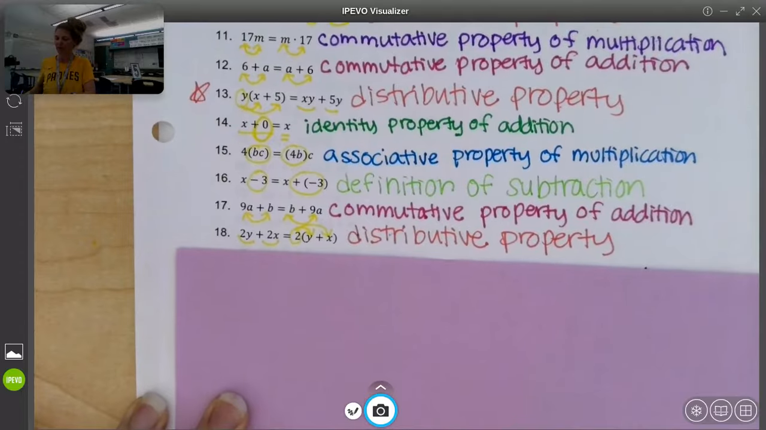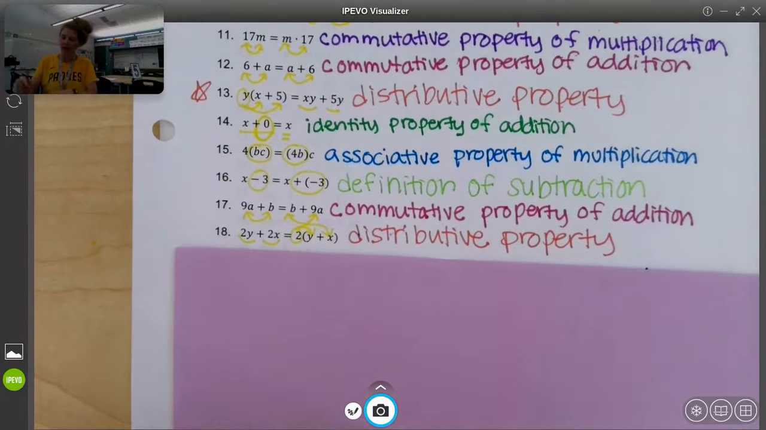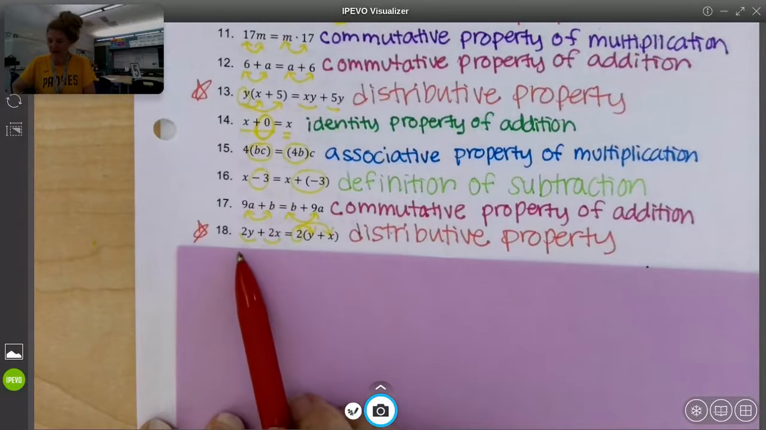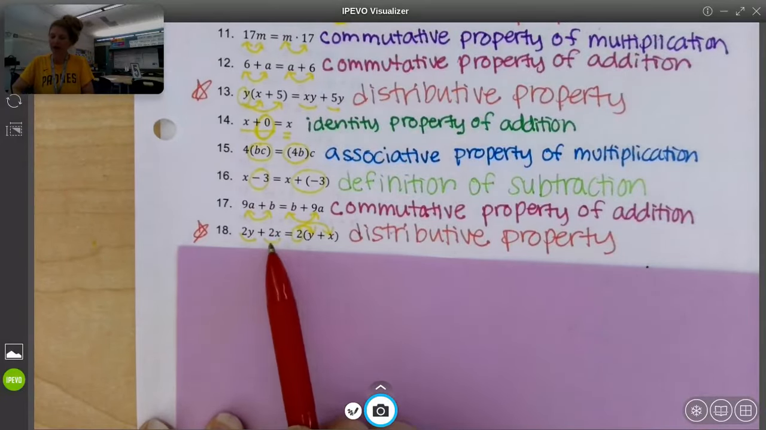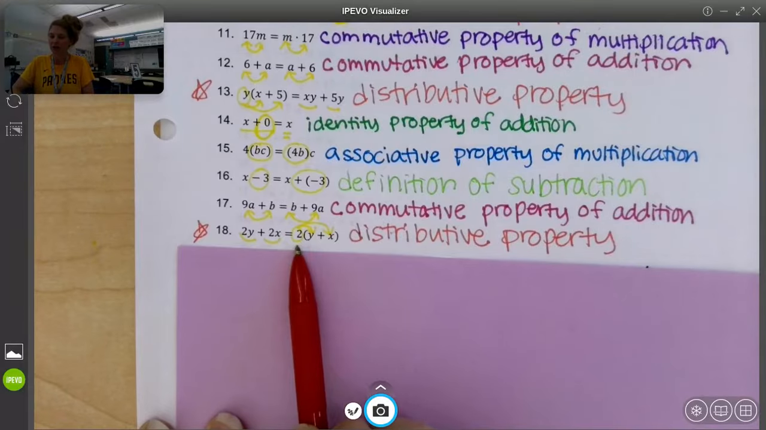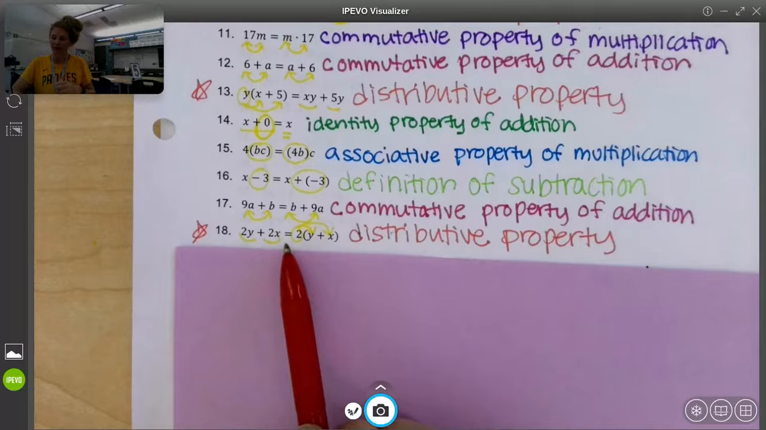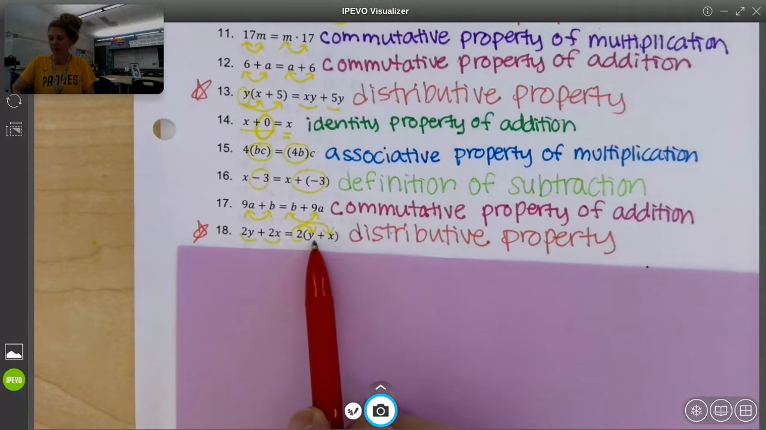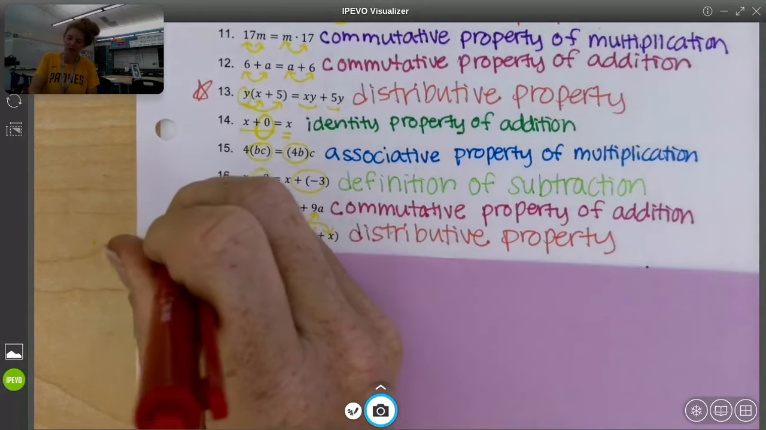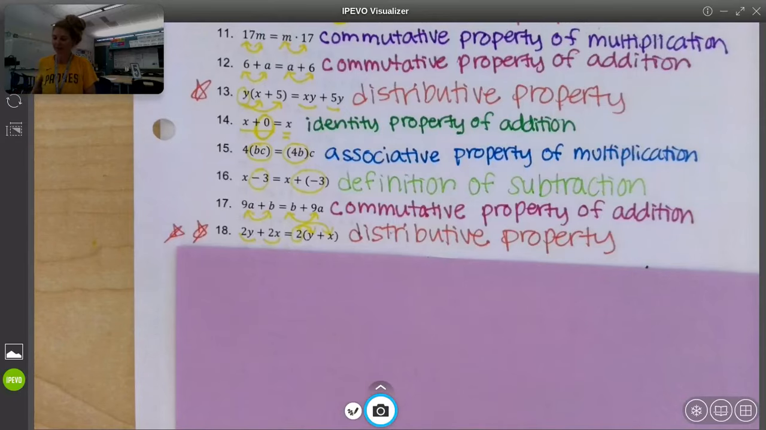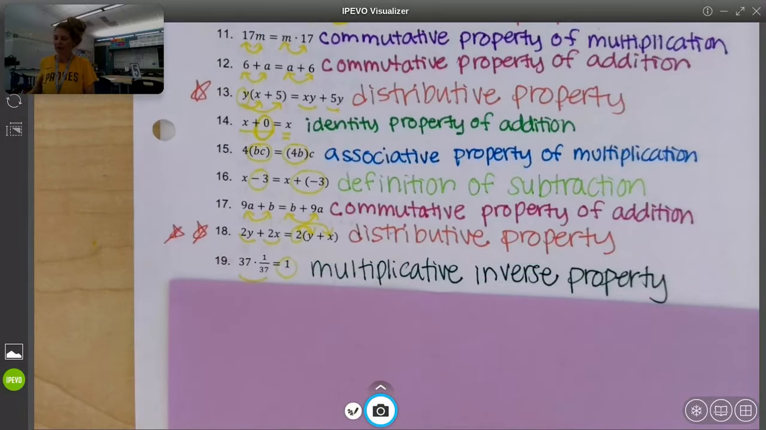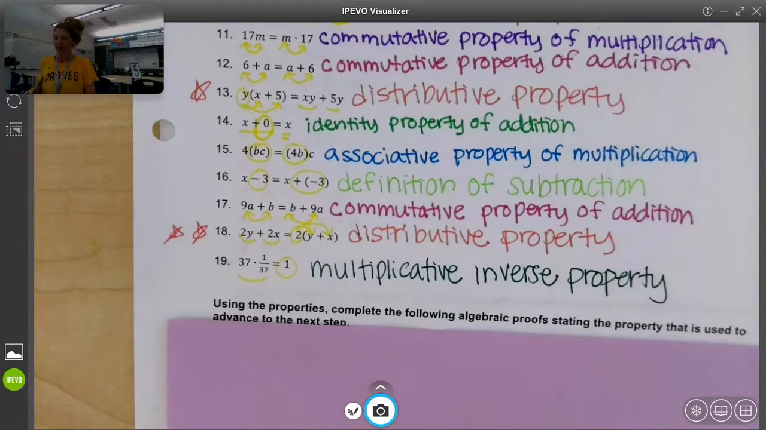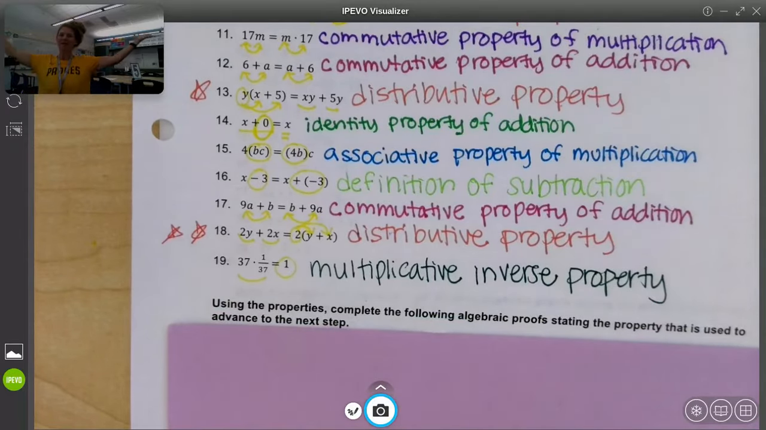Next one, distributive property. So this is the one I was hinting at when we looked at 13. 2y plus 2x. A common factor is 2. So we can pull that factor out, kind of like undistribute it. And it's 2 groups of y plus x. So this is going to be super important for our next lesson. Multiplicative inverse property. A number times its reciprocal is equal to 1, the multiplicative identity.